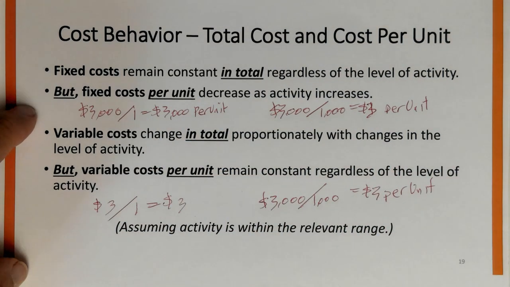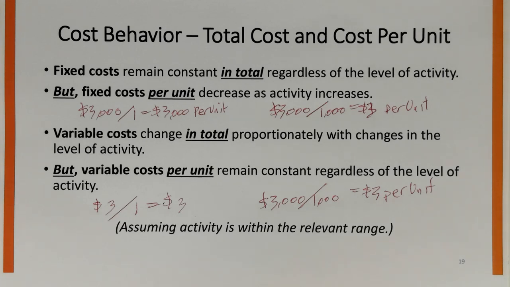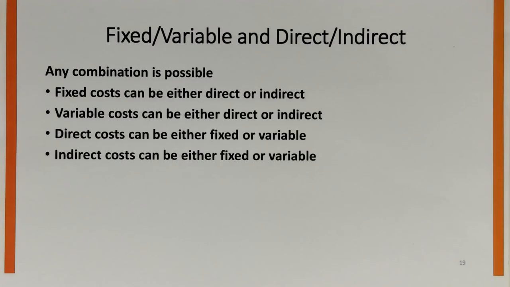If somebody asks you whether a cost is fixed or variable, and they tell you that the cost does not change, it stays constant, you have to ask them, well, is it constant on a per unit basis? In that case, it's variable. Or is it constant on a total cost basis? In that case, it is fixed.